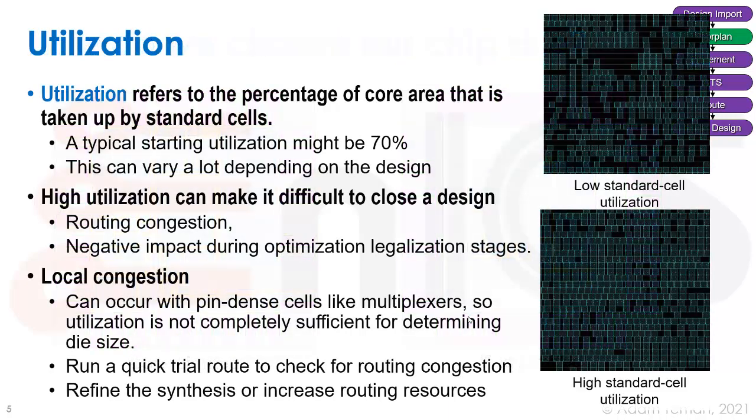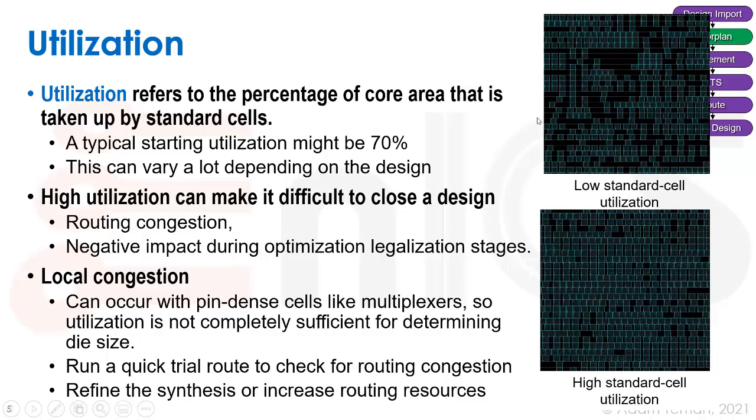And let's see where that was defined. So utilization refers to the percentage of core area that is taken up by standard cells. And if we look at these two types of floor plans, this has a really high utilization. Most of the area is taken up by standard cells. There are very few of these little black areas. Most of them are covered by this blue type of shaded area. Here we have a lot more black area, so it's a lower utilization.